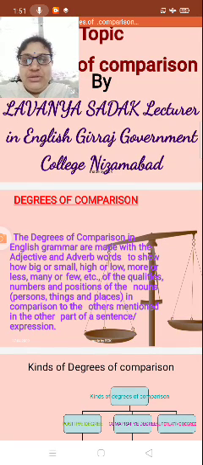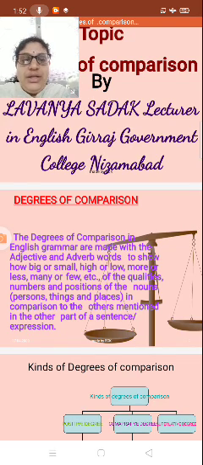The degrees of comparison in English grammar are made with adjective and adverb words to show how big or small, high or low, more or less, many or few, etc., of the qualities, that is, the numbers and the positions of the nouns, persons, things and places in comparison to the others mentioned in the other part of a sentence or expression. What does degrees of comparison mean?